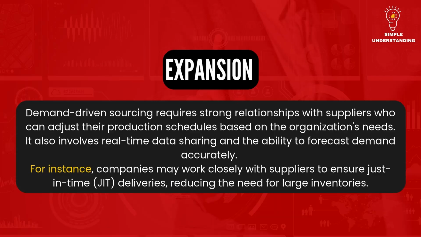Expansion. Demand-driven sourcing requires strong relationships with suppliers who can adjust their production schedules based on the organization's needs. It also involves real-time data sharing and the ability to forecast demand accurately. For instance, companies may work closely with suppliers to ensure just-in-time (JIT) deliveries, reducing the need for large inventories.